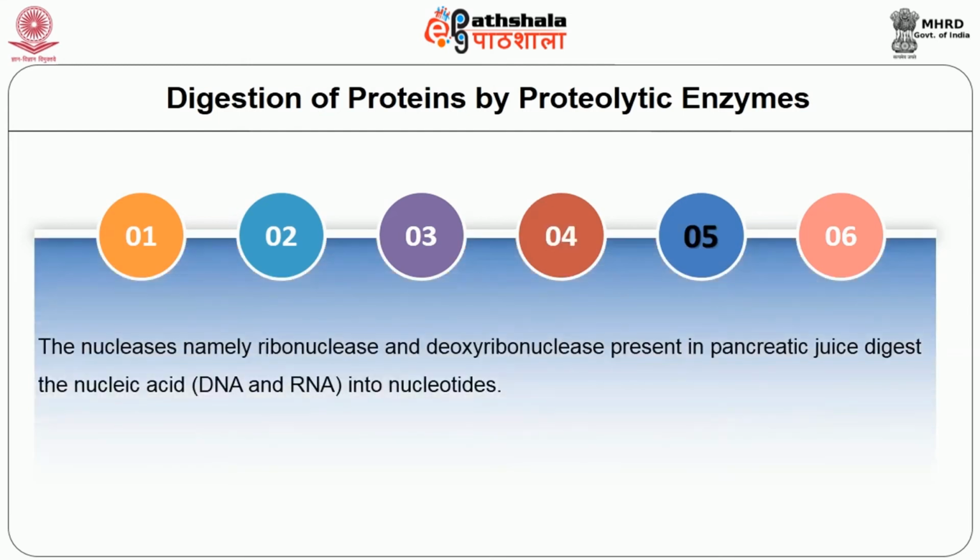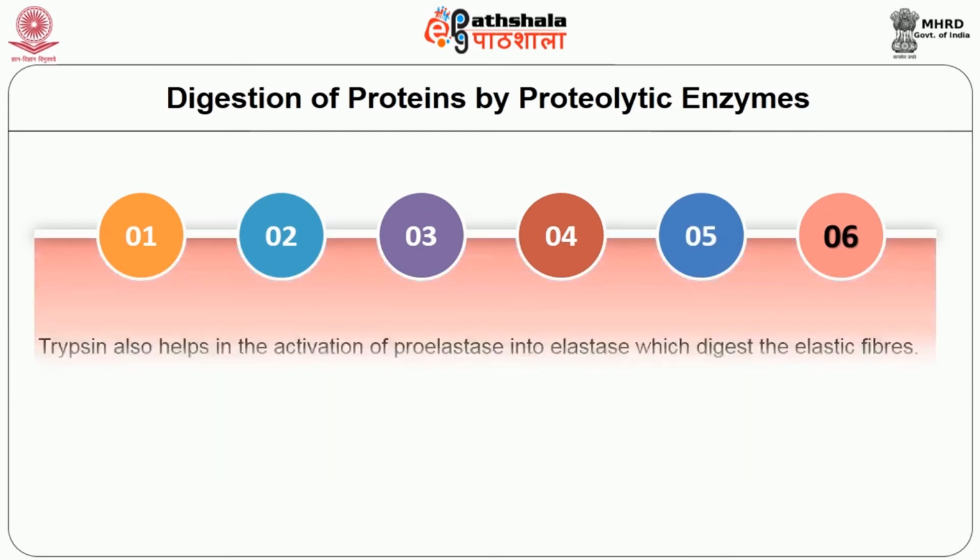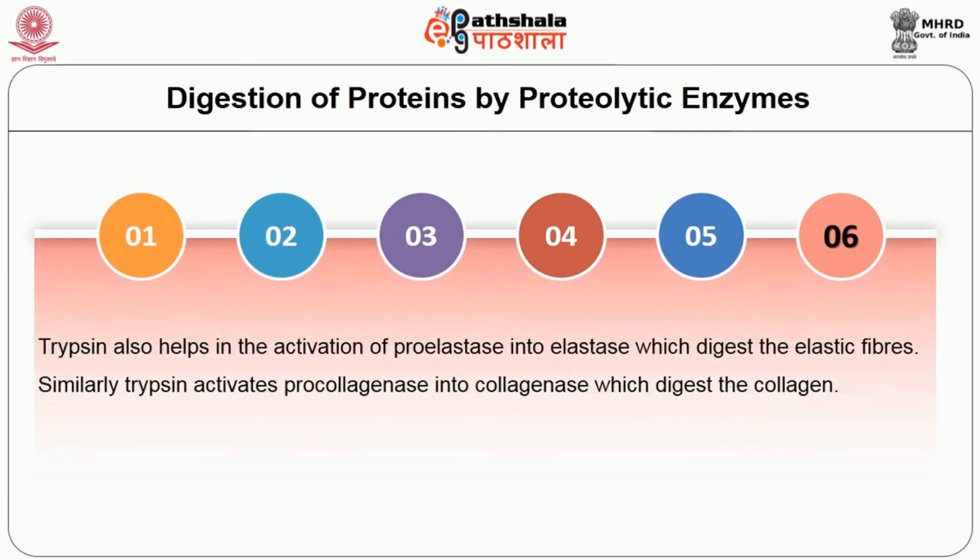The nucleases, namely ribonuclease and deoxyribonuclease, present in the pancreatic juice, digest the nucleic acids, that is the DNA and RNA, into nucleotides. Trypsin also helps in the activation of proelastase into elastase, which digests the elastic fibers. Similarly, trypsin activates procollagenase into collagenase, which digests the collagen.